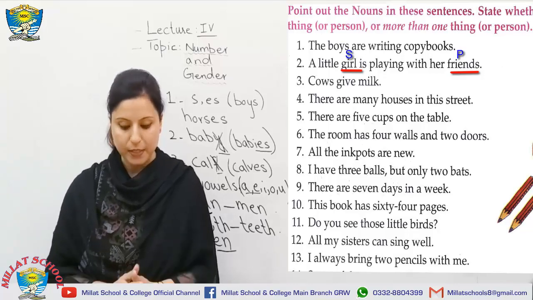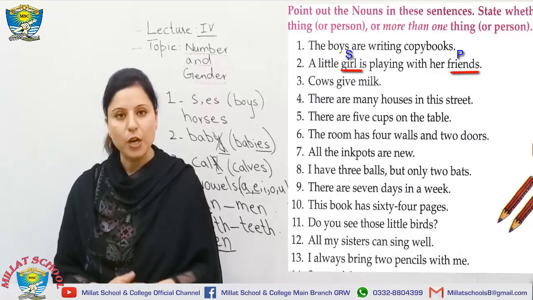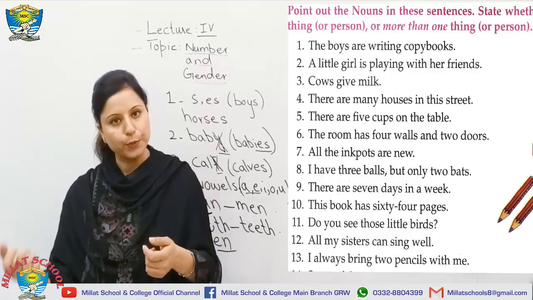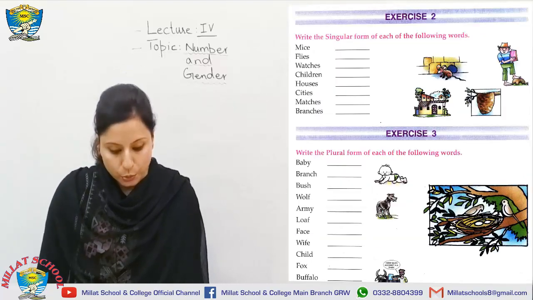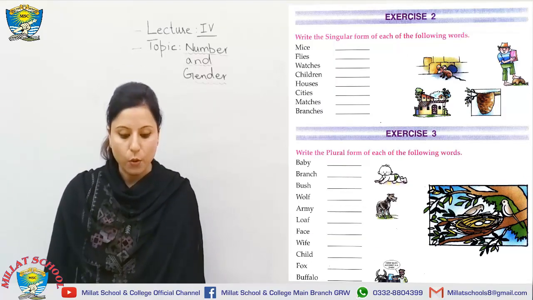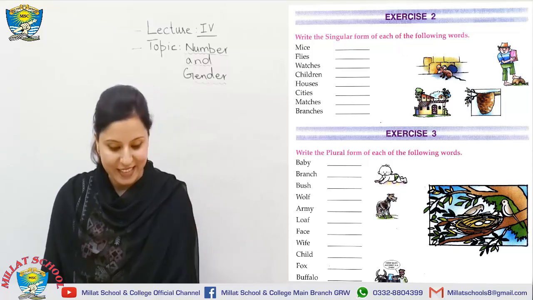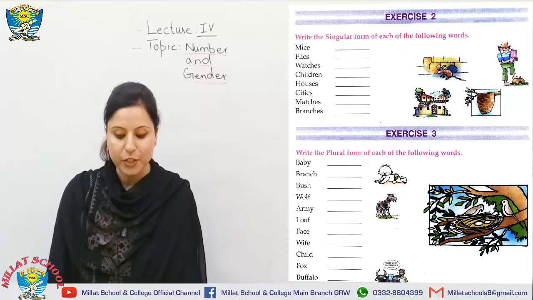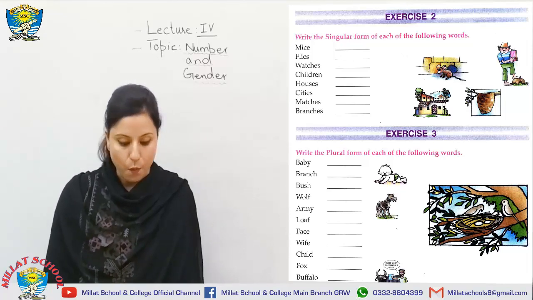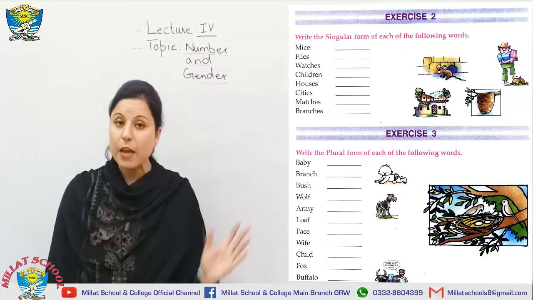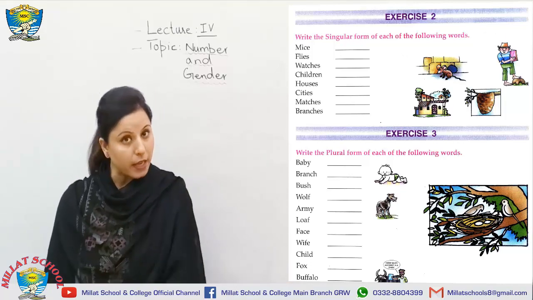The same will be done in this case: you will just need to pick out some singulars and some plurals from these sentences. Let's move to page number 22. This exercise is also interesting and will be done by you with fun. Write the singular form of each of the following words: mice, flies, watches, children. If a plural has been given to you, you have to write the singular of it.